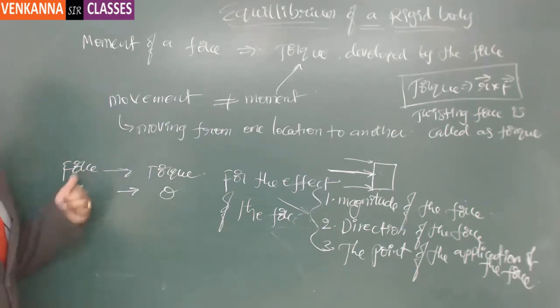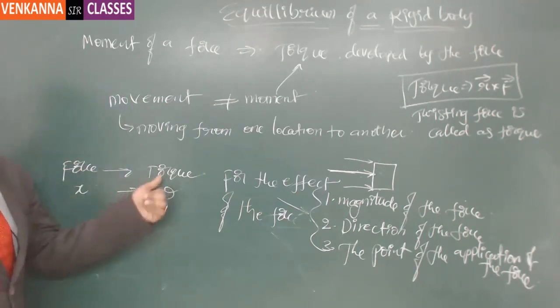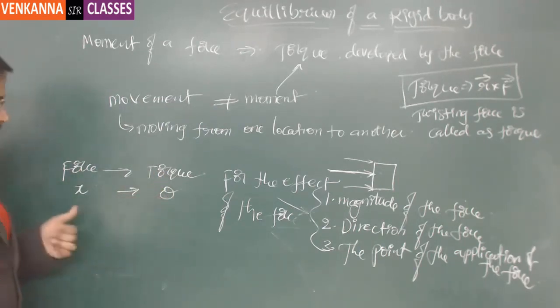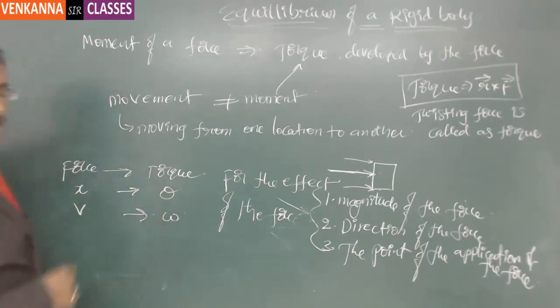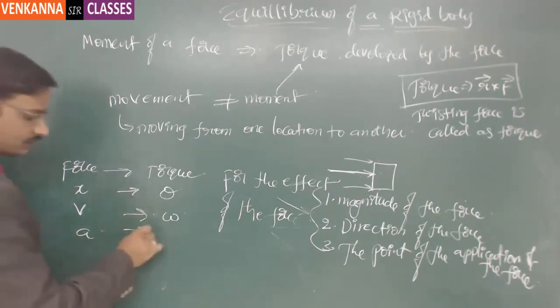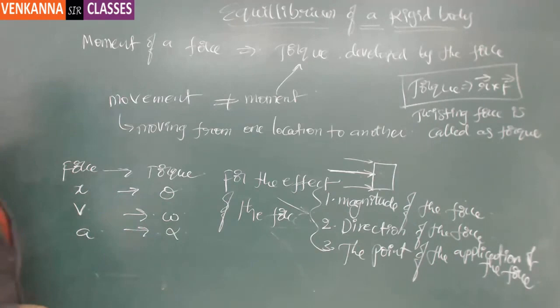That means if this is causing a displacement of x, this will cause an angular displacement of theta. Suppose this is causing a velocity of v, this will cause an angular velocity of omega. And if this is having an acceleration of a, this will have an angular acceleration of alpha. And for the calculation of the displacement, x is equal to ut plus half at square in case of physics.